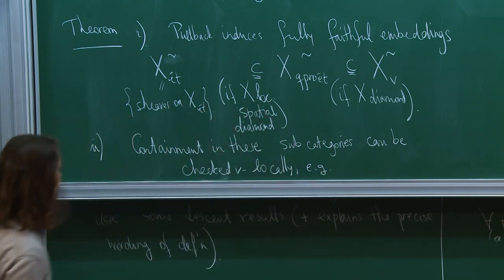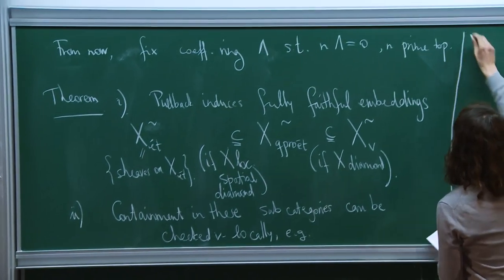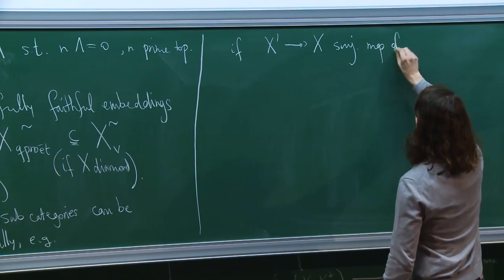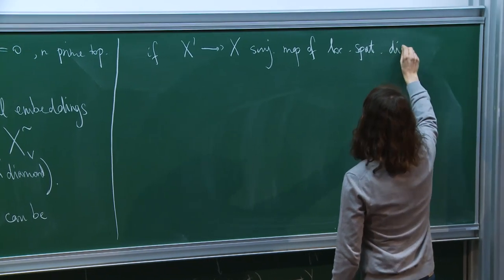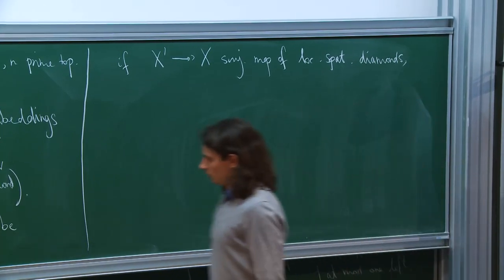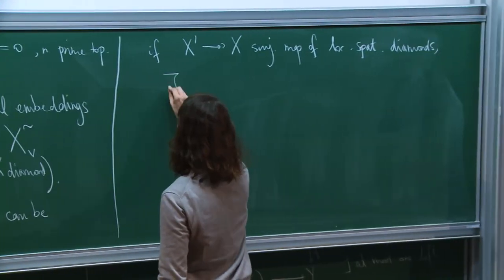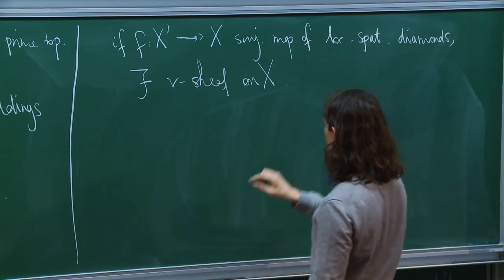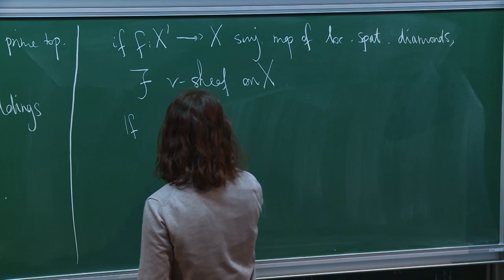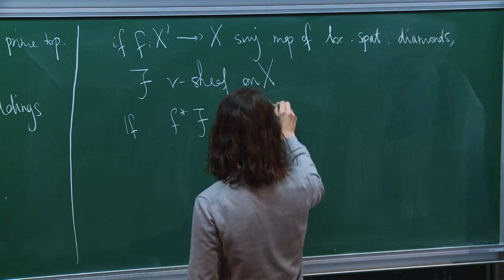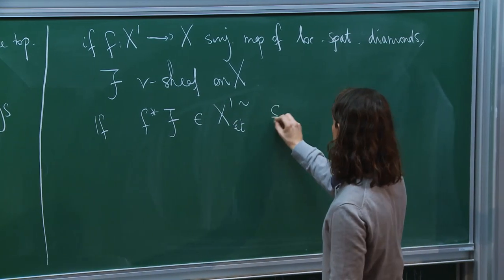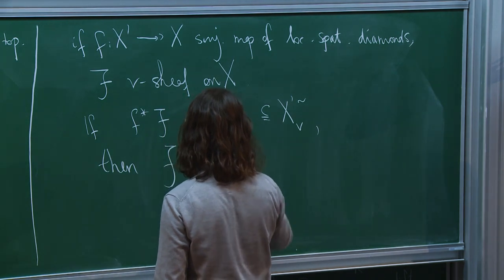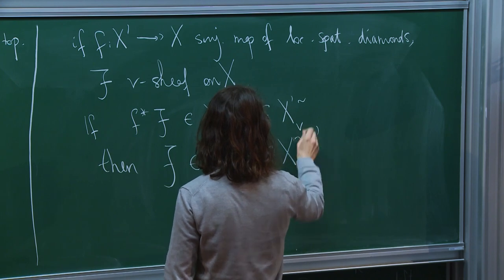Let me just give one example of what I mean by this. X prime to X is a surjective map of locally spatial diamonds, and F is a V-sheaf on X. Then if the pullback lies in the etale topos, which sits inside the V topos, then F actually lies in X_etale.